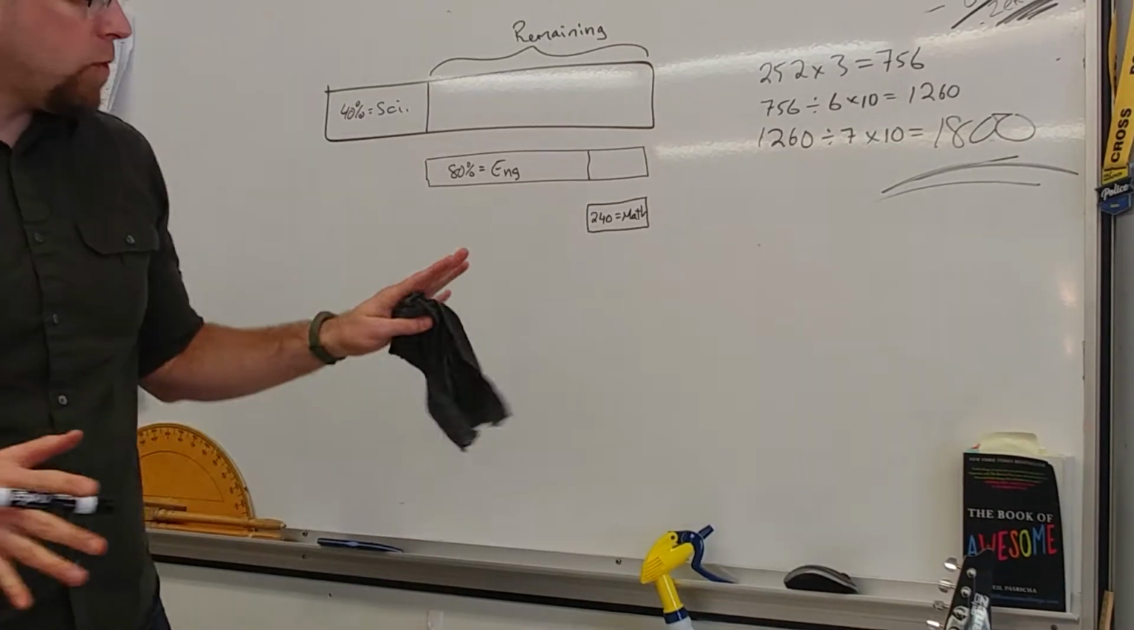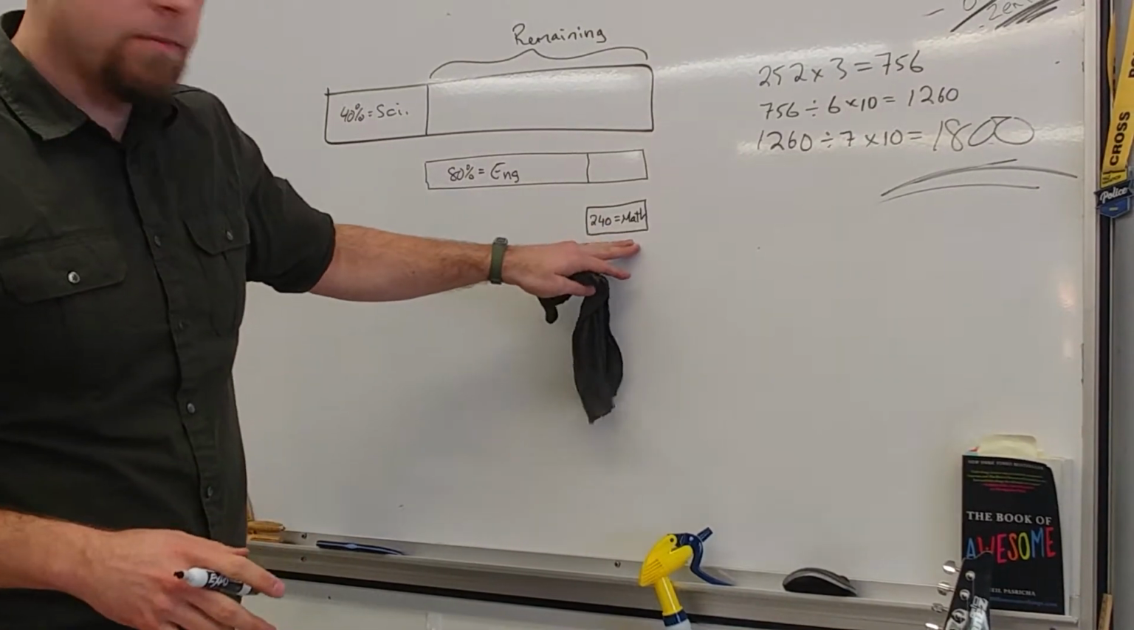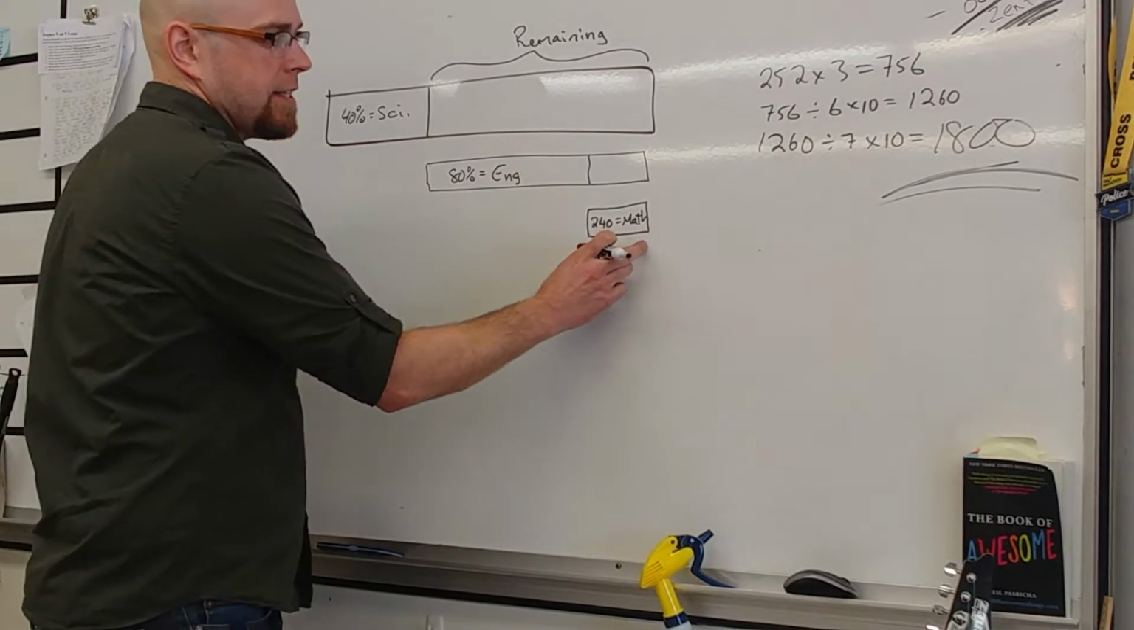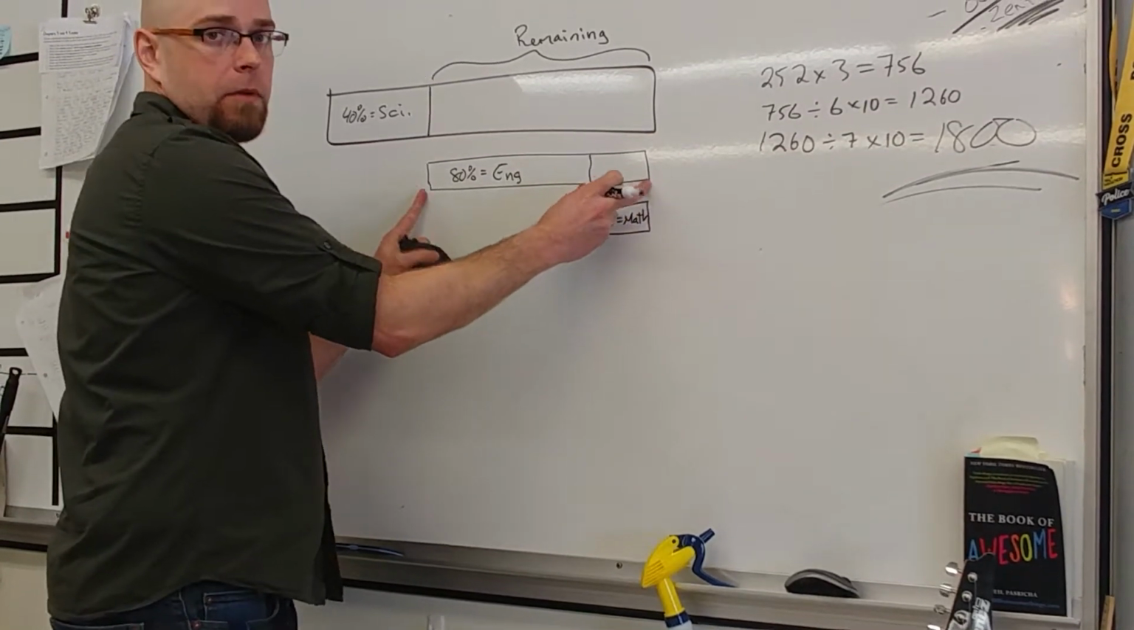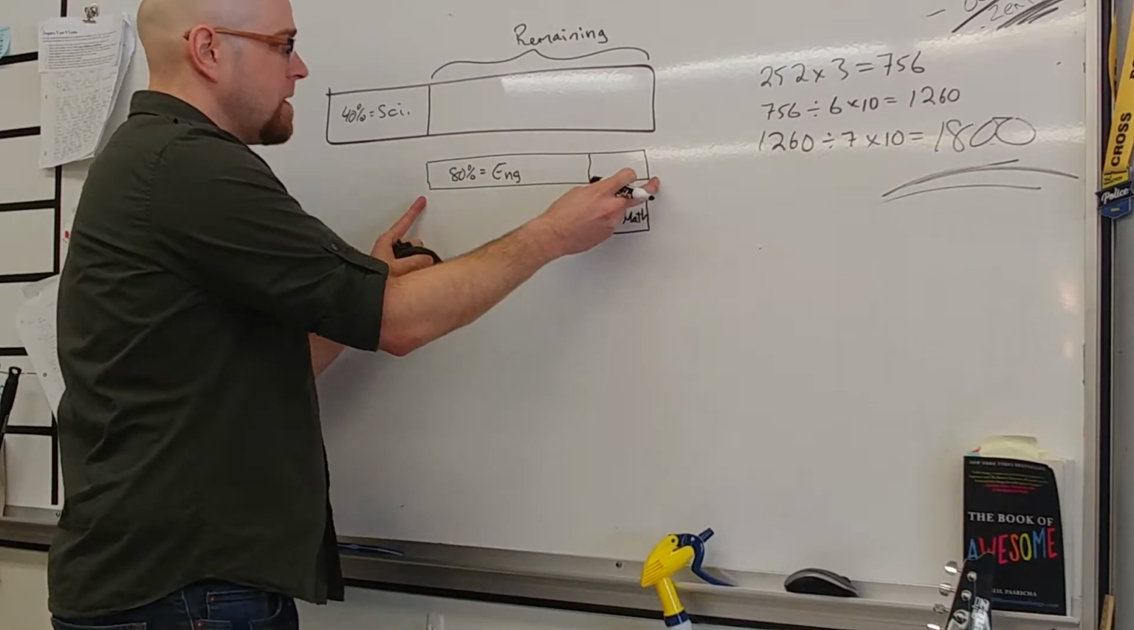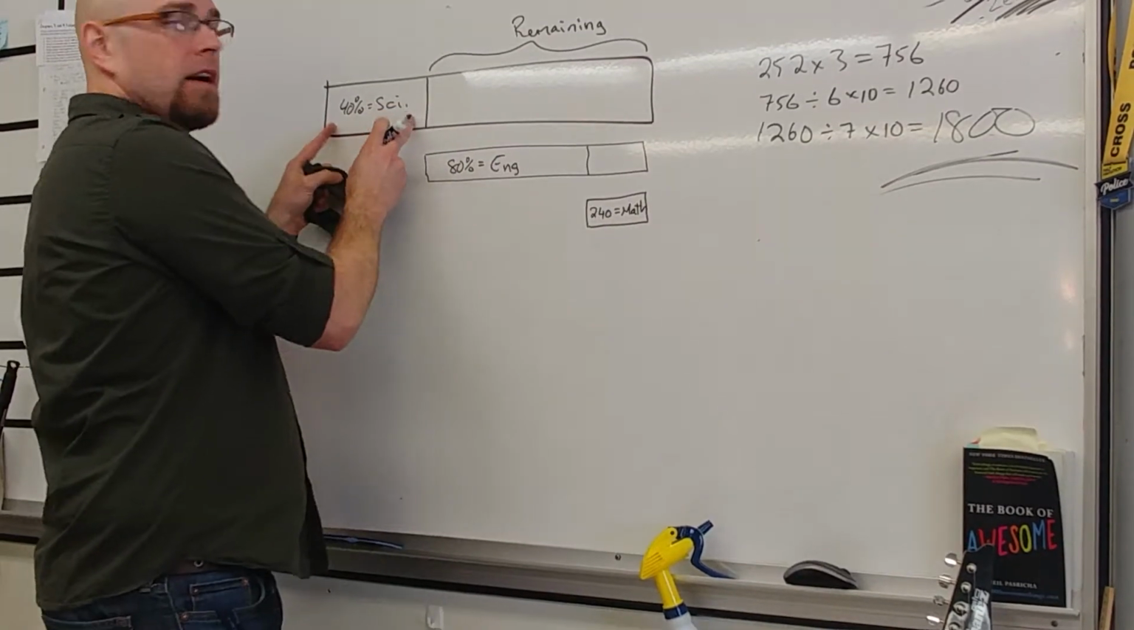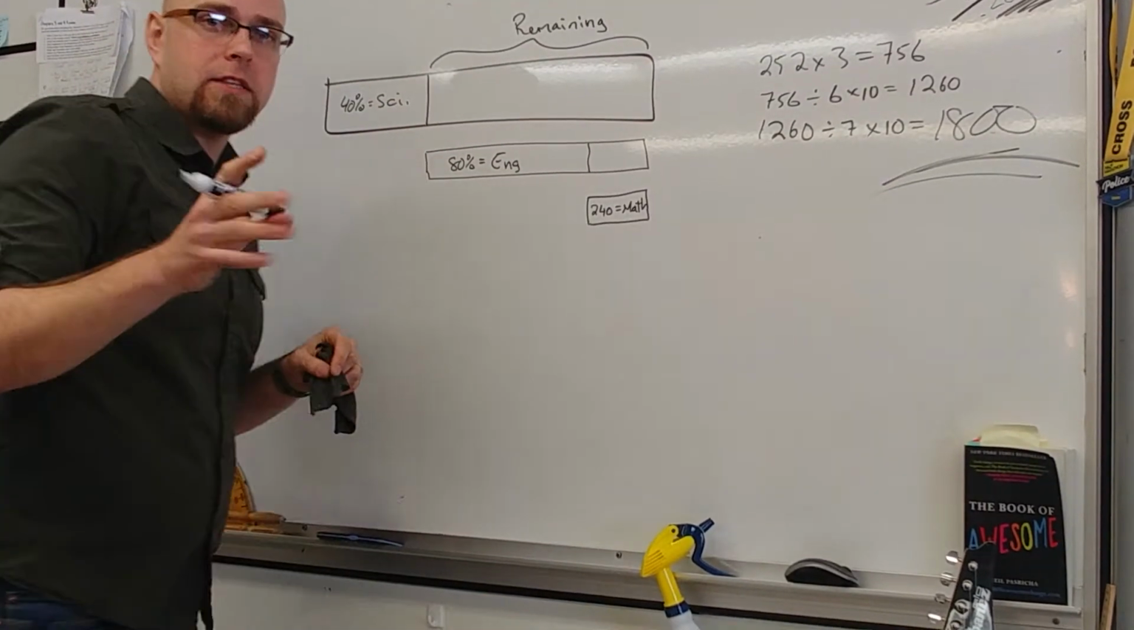Well, to do this, we have to work backwards. We know that this number is 240. We know that this number is 20% of this number. We know that this number is 60% of this number. So let's start working backwards.